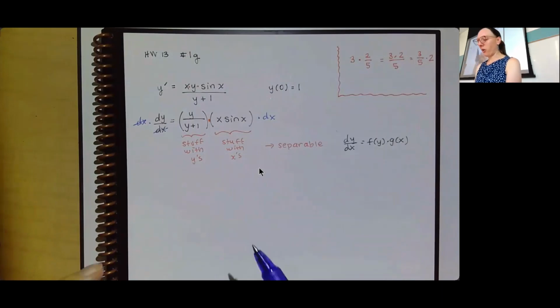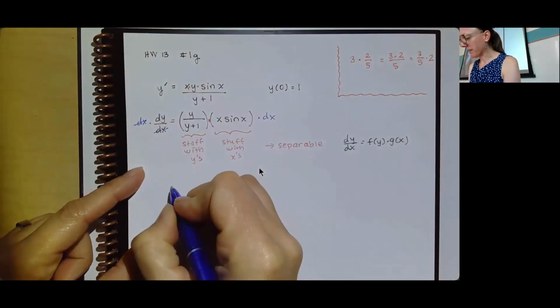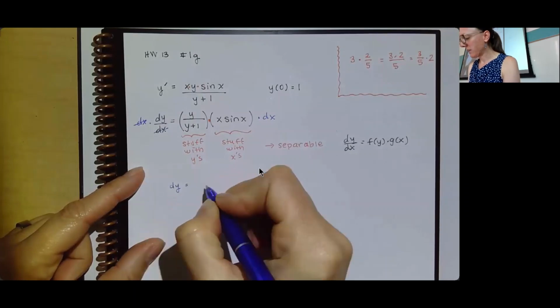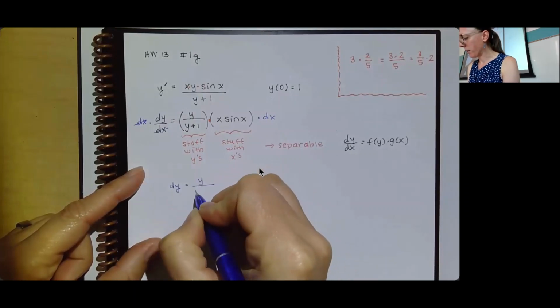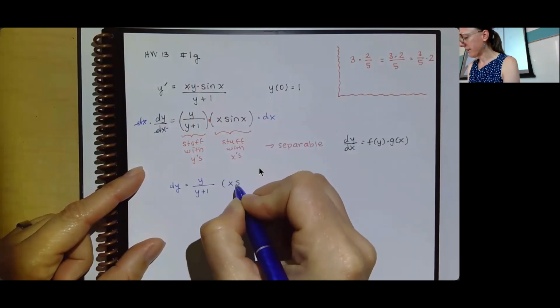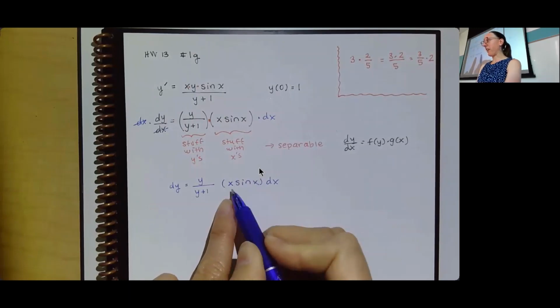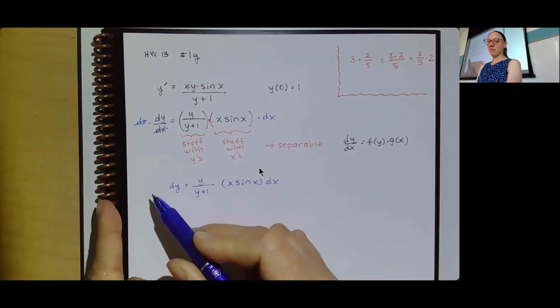So when I go to move things around, just because that got a little bit messy up there, I'm going to give myself some space. So I have y over y plus 1, and then x sine of x dx. So my x's are already where they go. I just have to get the y's to the other side.